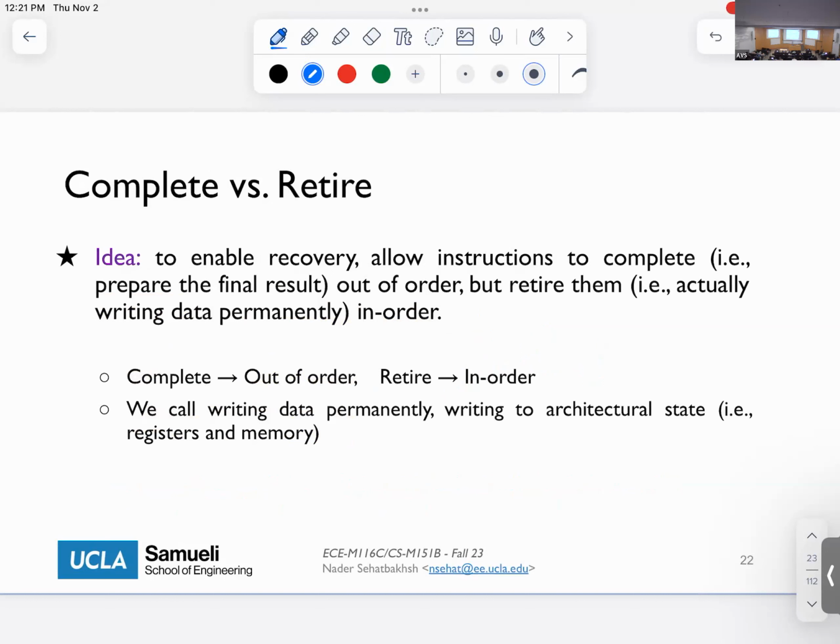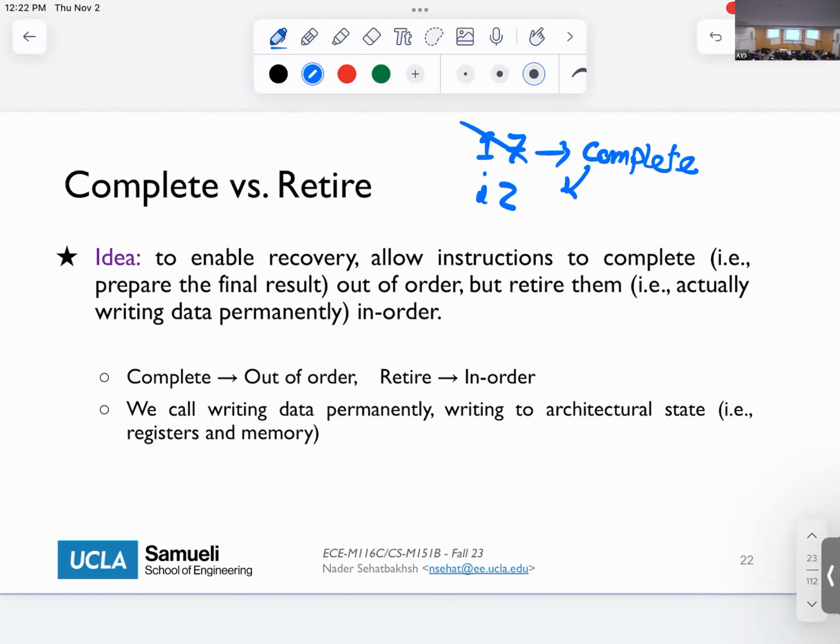The biggest difference is that complete happens out of order. For example, I7 can complete before I2 or I3. So this can complete before this. But the biggest difference is that I7 cannot be retired before I2. So basically we retire in order, but we complete out of order, okay?